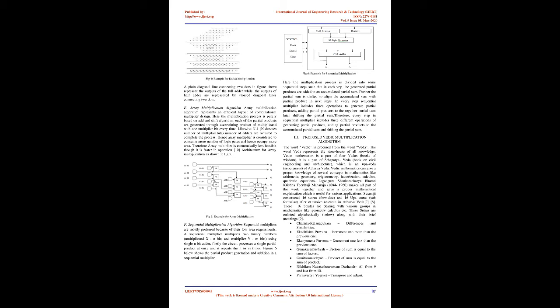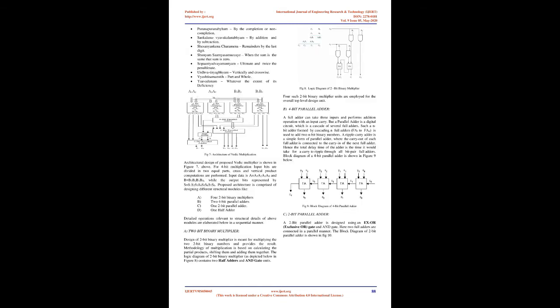A plain diagonal line connecting 2 dots in the figure above represents the outputs of the full adder, while the outputs of the half adder are represented by crossed diagonal lines connecting 2 dots. E. Array multiplication algorithm. The array multiplication algorithm represents an efficient layout of combinational multiplier design. Here the multiplication process is purely based on the add and shift algorithm.